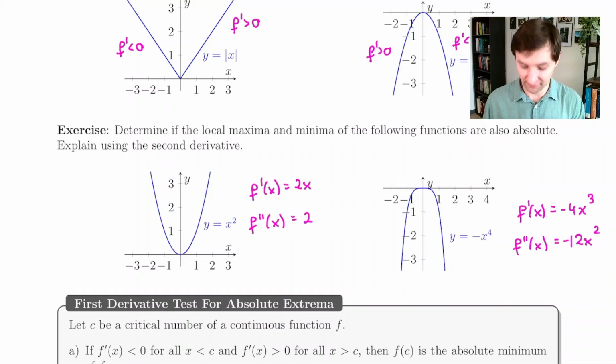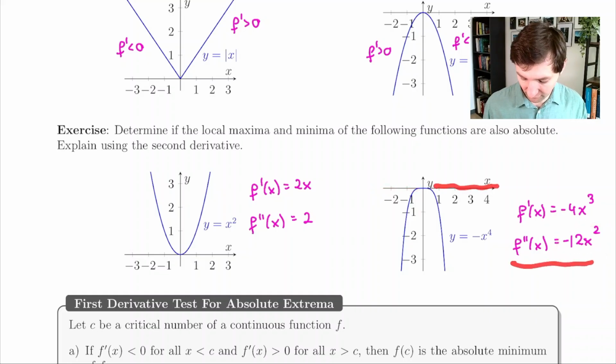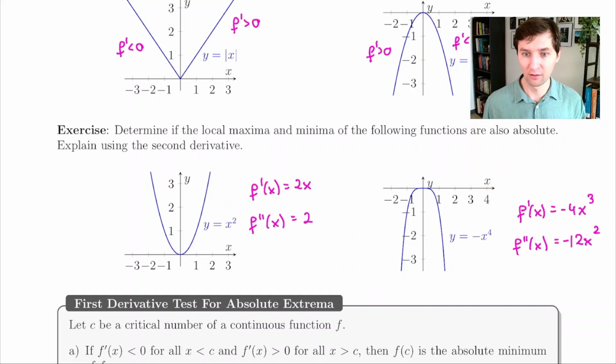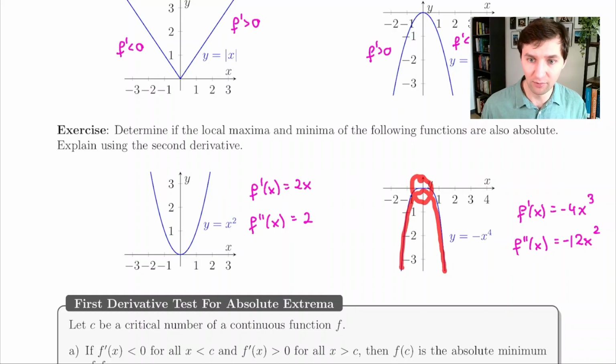When you plug in x's less than 0 to the second derivative, you get negative numbers. When you plug in x's bigger than 0 to the second derivative, you also get negative numbers. No matter what x you plug in, besides 0, which is the only exception, when you plug in x equal to 0 to the second derivative, you get 0, but everywhere else, this function must be concave down, meaning your local maximum must be absolute.